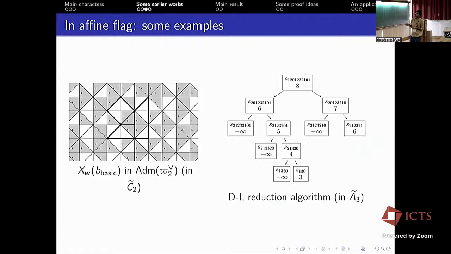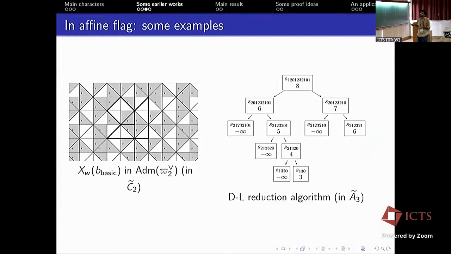What is this picture? You can see some alcoves here. So each of these alcoves, each of these triangles, are just encoding some element W in the affine Weyl group. I chose a particular B. This admissible set here has 13 elements, so it has 13 alcoves in this shaded area.